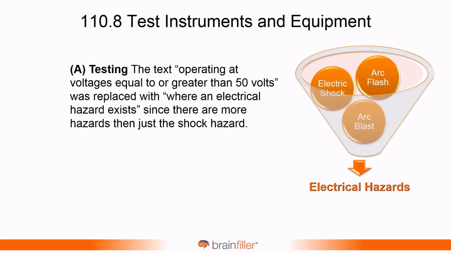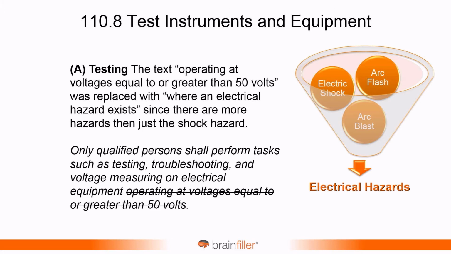Test instruments and equipment. So with test instruments and equipment, a minor change here, but it actually has, I think, some far-reaching ramifications. The text, operating at voltages equal to or greater than 50 volts, that was replaced. And it was replaced with where the electrical hazard exists. And let me show you what this actually looks like, the full text. The reference to 50 volts was eliminated. The reason the reference to 50 volts was eliminated, that kind of implies that the only real issue is the shock hazard. And there's more than a shock hazard.